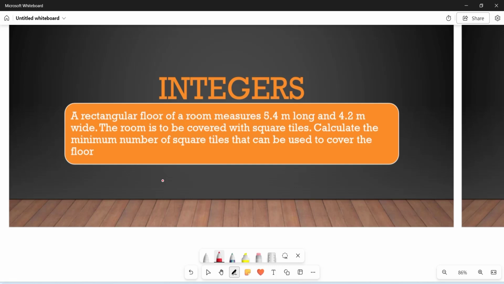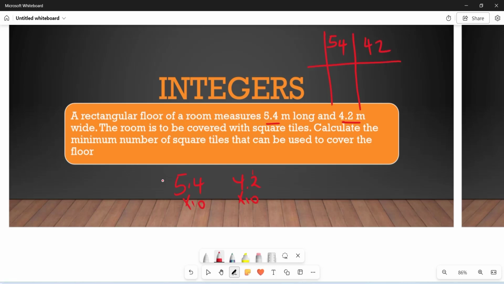fit into that room. The greatest size of square tile that can fit into that room is the same as getting the GCD of these two numbers, 5.4 and 4.2. What we do first is remove the decimal point by multiplying each by 10, so that after finding the GCD we can divide by 10 to reverse to the original value. If you multiply 5.4 by 10, we get 54, and 4.2 by 10 gives 42.